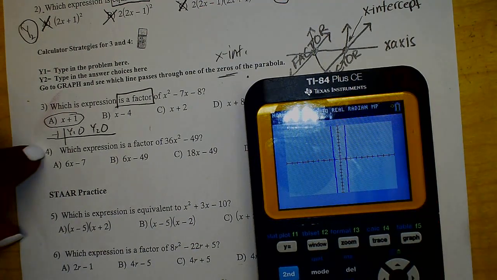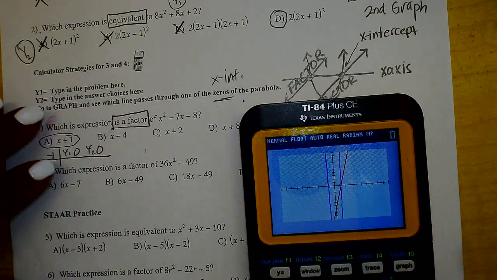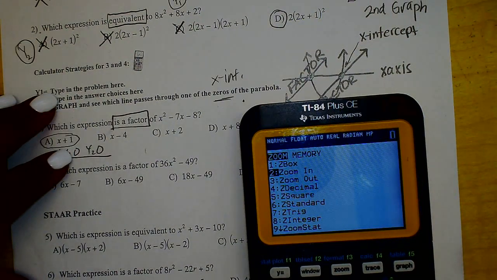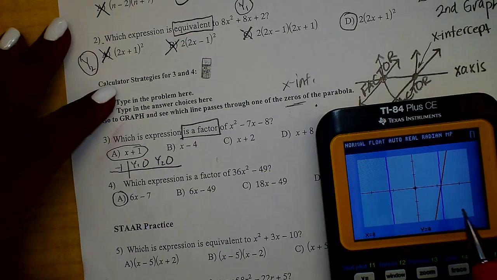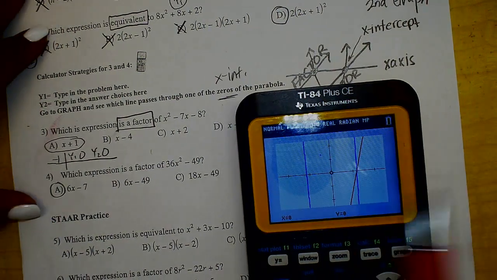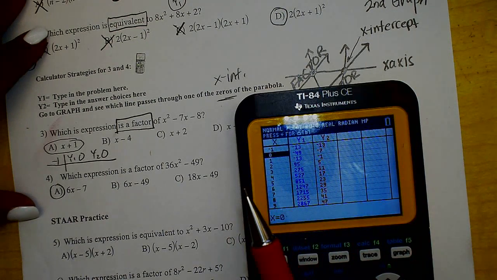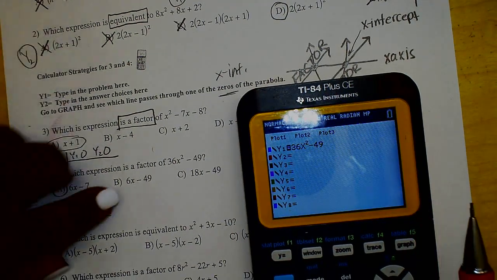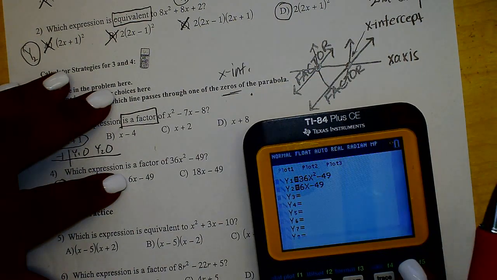It went down, it came back up. Now we're seeing our factor. It looks like it's going through the 0. Let me zoom in so I can see it. Yep, it went right through that 0. So it looks like it's going through a little above 1. So I won't be able to see that in the table because the table are whole numbers. So I won't be able to see it go through the 0. So let's just try and do one of the other answers to make sure our answer is correct. Let's do 6x minus 49. And we're going to graph that.